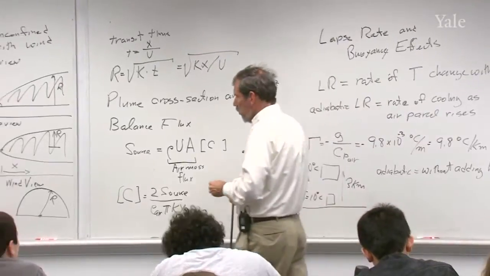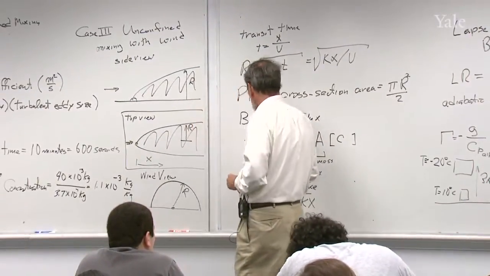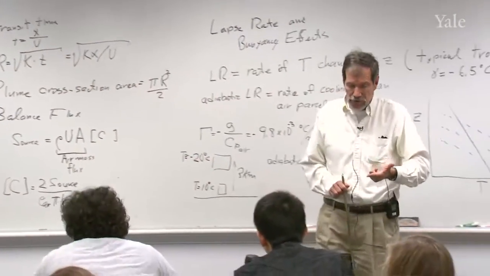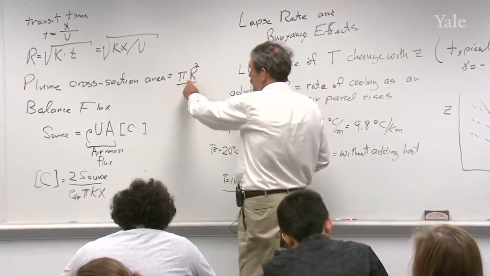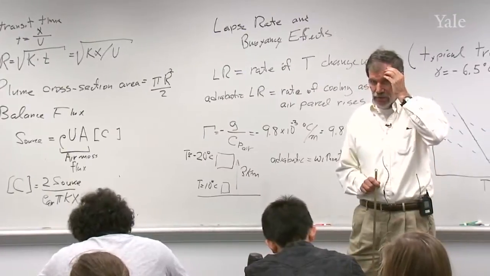Now, by the way, the cross-sectional area of this plume, if I were to slice across like this, it is half a circle. And you know the area of a circle is pi r squared. And so the plume cross-sectional area is pi r squared divided by 2, because it's half a circle.